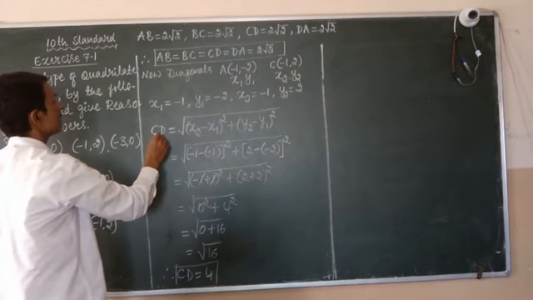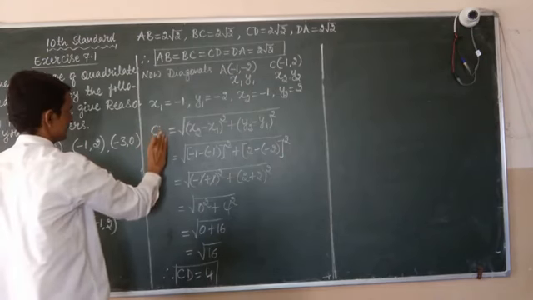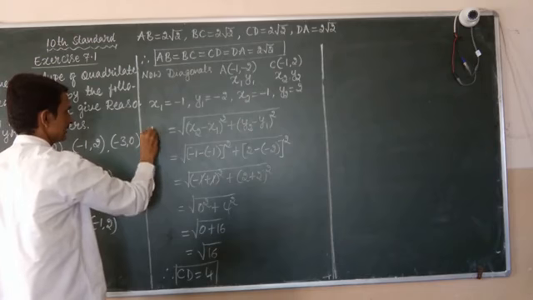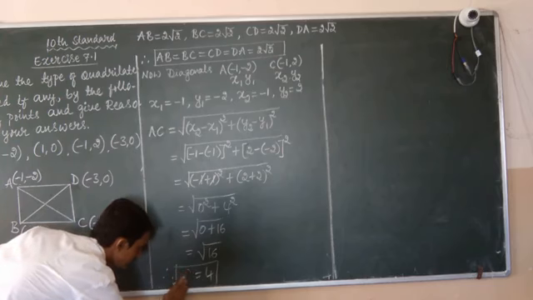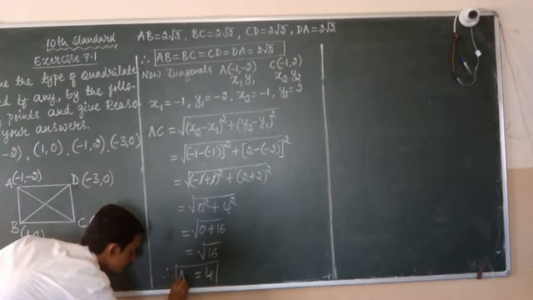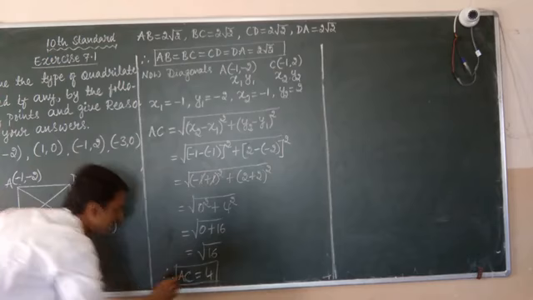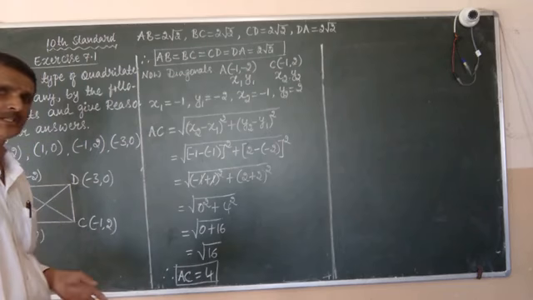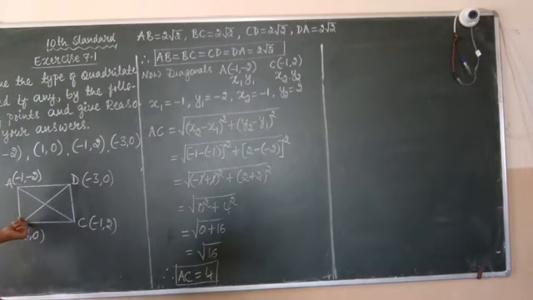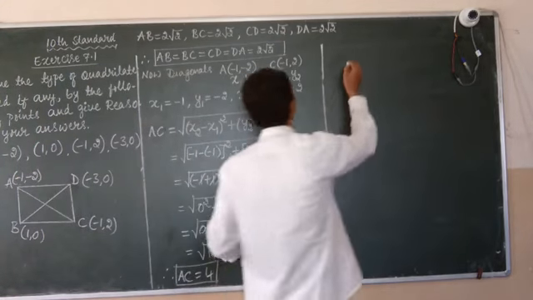Sorry, AC. So it is the diagonal AC. So diagonal AC. The length of the diagonal AC is 4 centimeter. Now we will check the other diagonal, BD. So BD, check now.